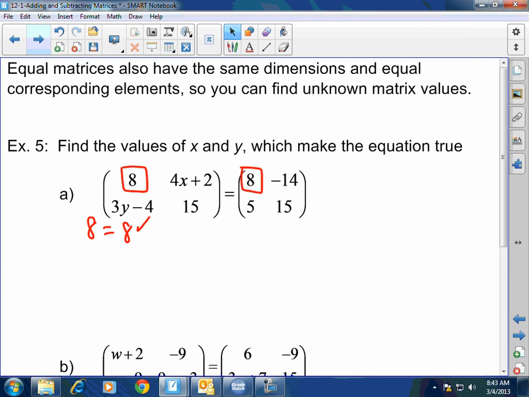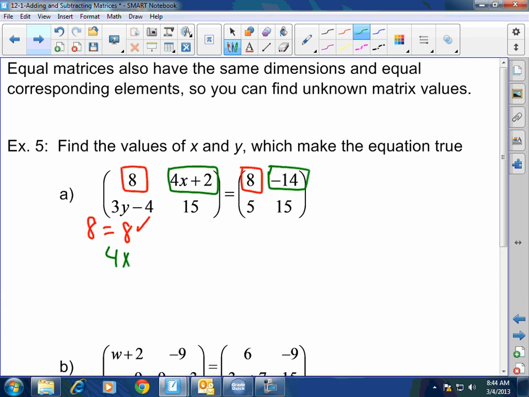Okay, let's check out 4x plus 2. Isn't that element 1, 2? Right? Row 1, column 2. That has to equal negative 14 because that's element 1, 2 in the second matrix. Does that make sense so far? So I'm going to have 4x plus 2 equals negative 14. Subtract 2 to both sides. 4x equals negative 16. X equals negative 4. Now I know what x is. You guys with me so far?